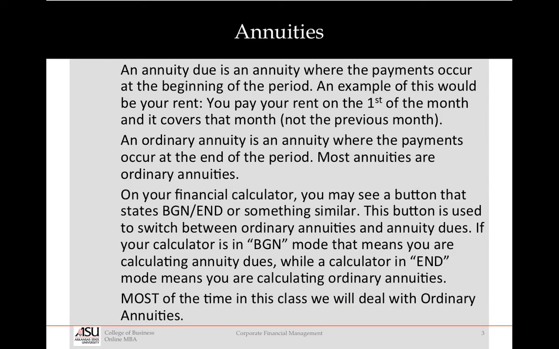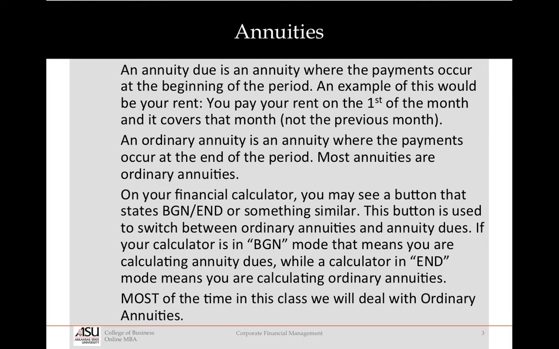An annuity due is an annuity where the payments occur at the beginning of the period. So if you think about your rent, you actually don't pay rent for the month that you just lived there. You pay rent for the month you're about to live there. Same with cable bills. Typically, if you still have cable in your home for TV, you typically pay that in advance as well. Insurance, some car insurance as well, is paid in advance rather than in arrears.